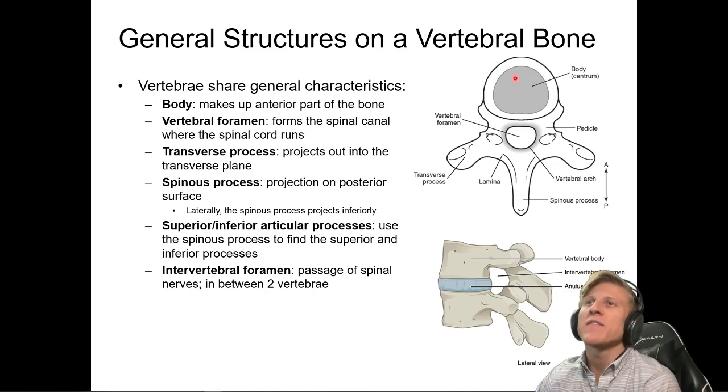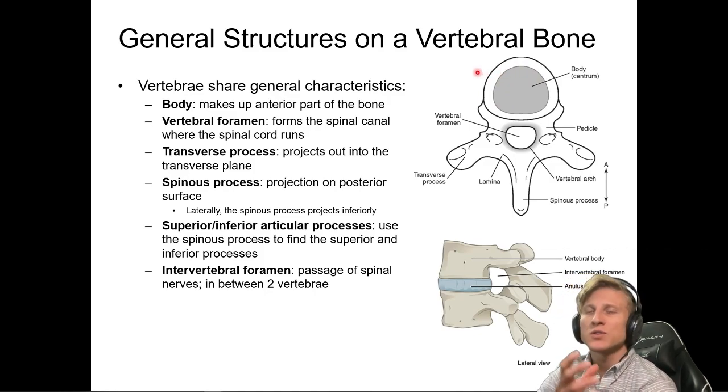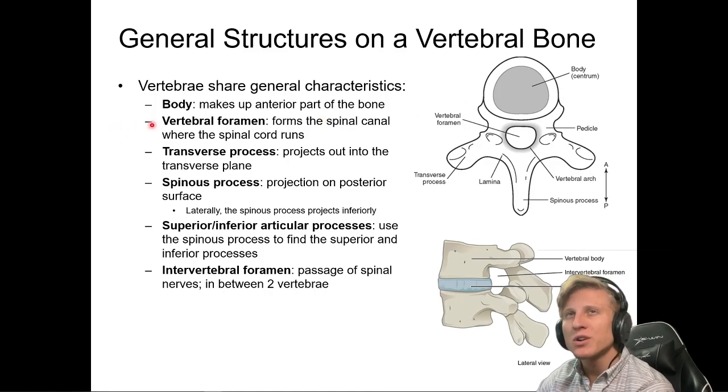First and foremost, we have the body. We have this large plate right here. Bonus points if you call it the centrum. Body, this is where the vertebral discs would stack on top of each other. This is where all of the support and all of the load-bearing capacity of the spinal column is located and handled. Then we have a very important structure called the vertebral foramen, this guy right here.